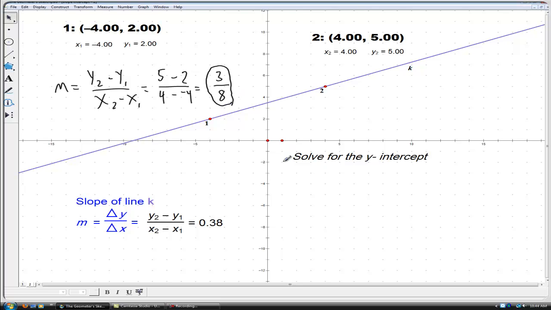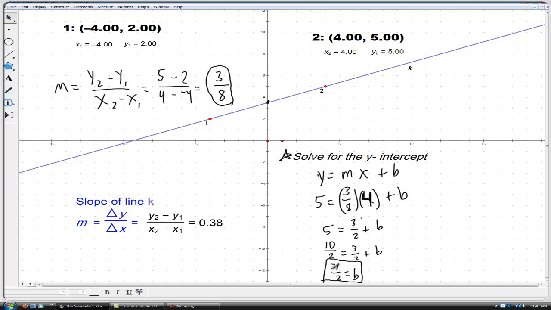Now what if we wanted to solve for this y-intercept? It looks like it's between 3 and 4, but instead of guessing we're going to use algebra. So let's start with our slope-intercept form. Our slope is 3/8. Now we can choose either point 2 or point 1 or any point on this line that we know the coordinates for. I think I'll stick with point 2 and I'll put 4 in for x and 5 in for y. Now using inverse operations we can isolate and solve for b. We've now solved for the y-intercept.